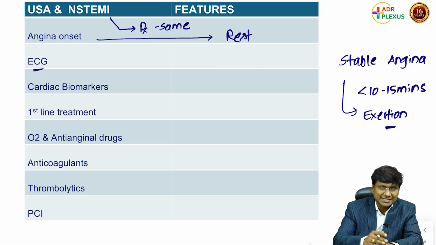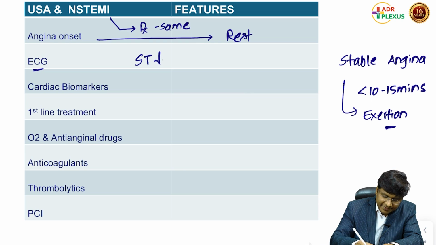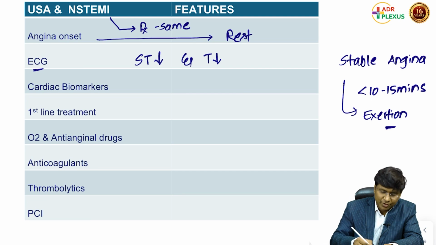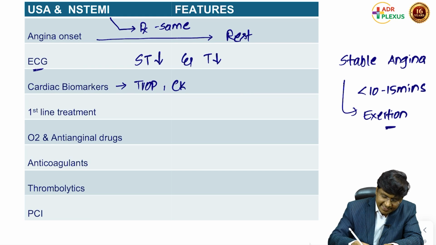Whereas when you take ECG in unstable angina as well as NSTEMI, in both of them you have ST segment depression and T wave inversion. And what about the cardiac biomarkers? The cardiac biomarkers that will be elevated are the troponin, which I'll be discussing subsequently in detail, as well as the CK-MB.